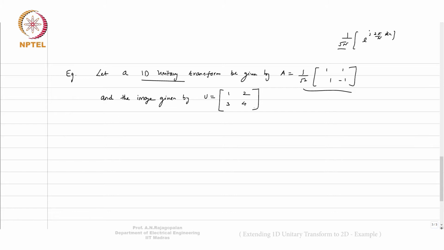1, 2, 3, 4. So U is 1, 2, 3, 4. It's just a very simple example, right? So what is required is to find the transformed image and the basis images. As far as we know, the basis images have to be independent of the image itself, independent of the input. So the basis images have to be constructed independent of U.